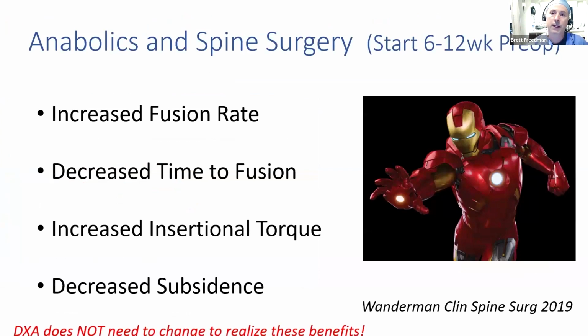Why anabolics? Because they increase fusion rate, they decrease time to fusion, they increase insertional torque, and they decrease subsidence. And they do all this without changing DEXA scan. So don't be worried about the DEXA. Don't track the DEXA. Know you're doing it. Start it 6 to 12 weeks before surgery. Longer if you have worse bone or more time. Trying to keep at least 6 months on the backside of surgery, because it's also causing them to be pro-metabolic while they're on the medication. And you want that when they're trying to make bone for the fusion.